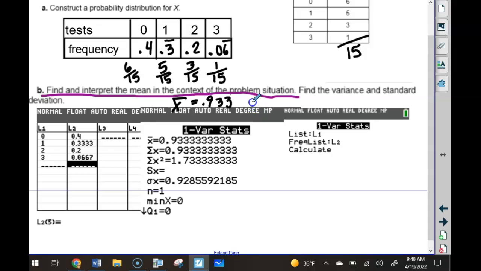0.933. So the average, quote unquote, patient received or had how many tests run, guys? 0.933 would round to 1 test.